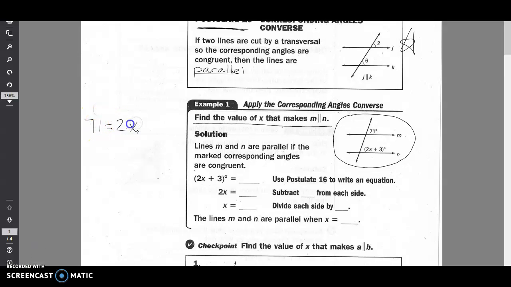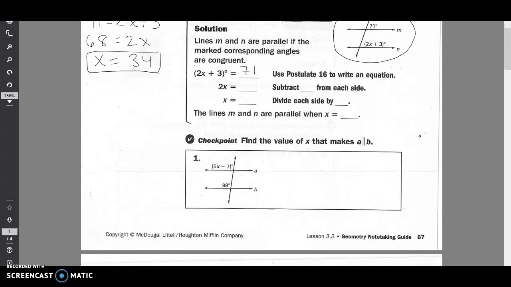So we are setting 71 equal to 2x plus 3. They use the parentheses just because they don't want you to get confused by the degree symbol. I don't use parentheses or put the degree when I'm doing mine over here. If you're following along this way, I guess I can do it that way. All right, to solve for x, subtract 3 on both sides. So 68 equals 2x. Divide both sides by 2. x equals 34. So the value of x that would make those two lines parallel is 34. All right, a checkpoint. Hit pause and solve this one out.